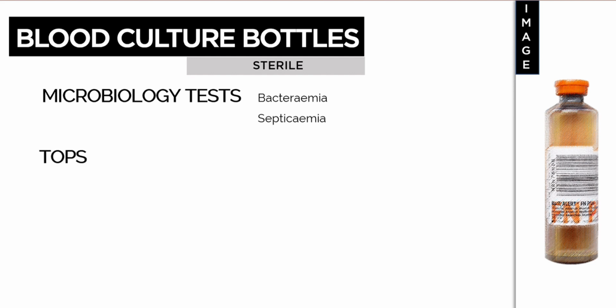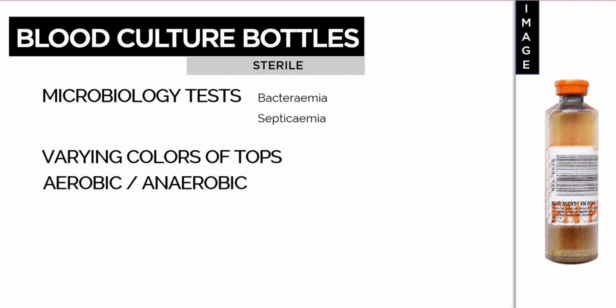They also come in varying colors of tops. Some have green, some have orange. Aside from that, there are also two types, the aerobic bottles and the anaerobic bottles. And using this too, the aerobic bottle is to be used first, followed by the anaerobic. The reason behind is there is a possibility for air in a syringe which could affect the results. Also, maintaining its sterility is top priority, hence, it should be the first to be collected to avoid contamination.